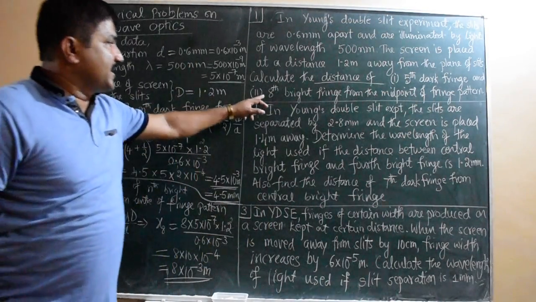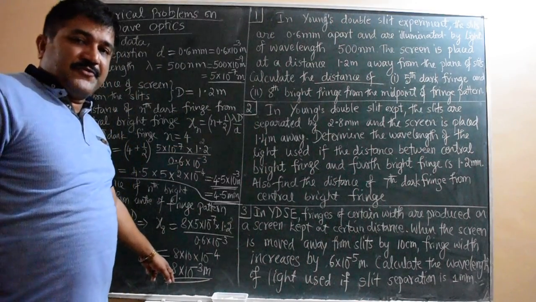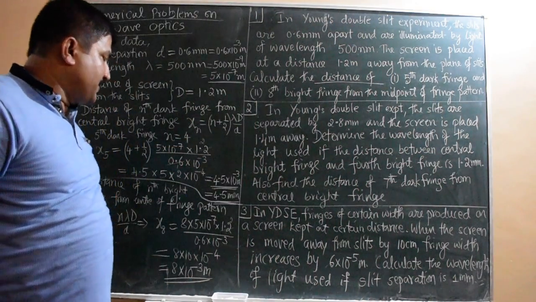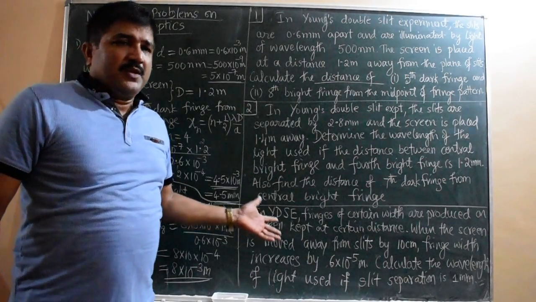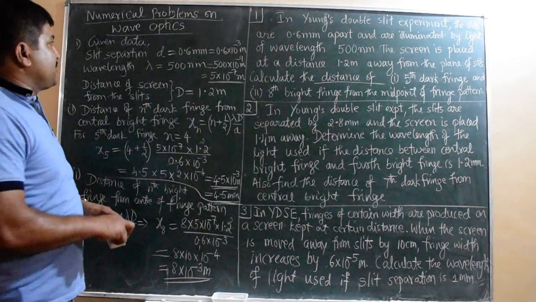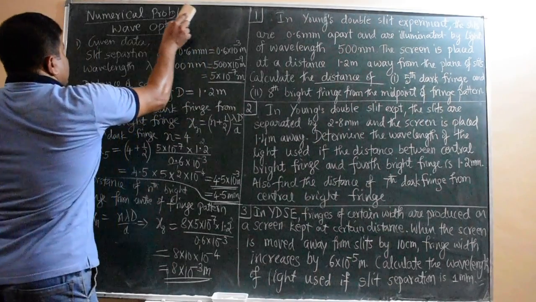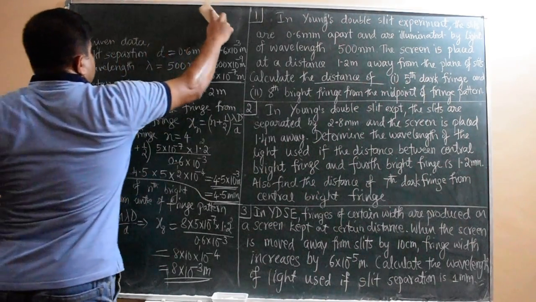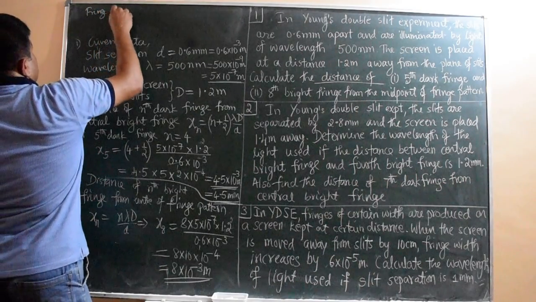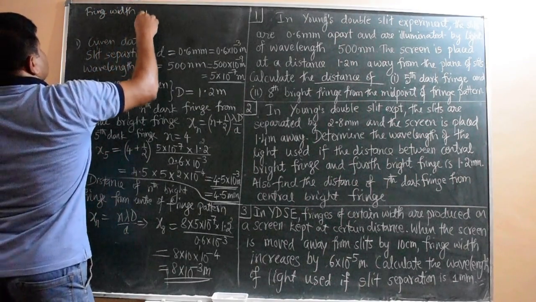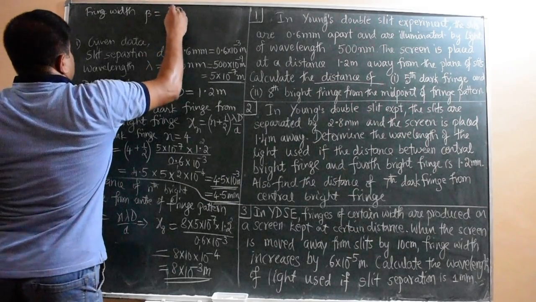First question, second part: the 8th bright fringe distance is 8 into 10 power minus 3 meter. In this problem they can ask fringe width also. So very simple, the fringe width formula is beta equal to lambda D by d. If fringe width is asked, beta equal to lambda D by d.